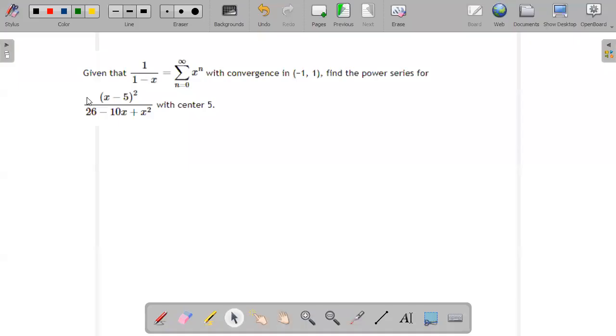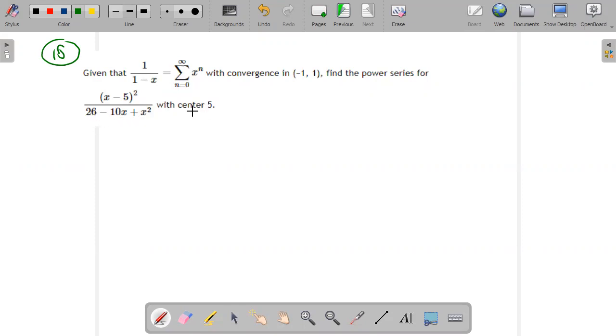All right, so this is number 15 in our homework set this quarter. We want to compare our basic geometric sequence and convergent function to this function right here. And this has a center at 5. Let's think about that for a minute.